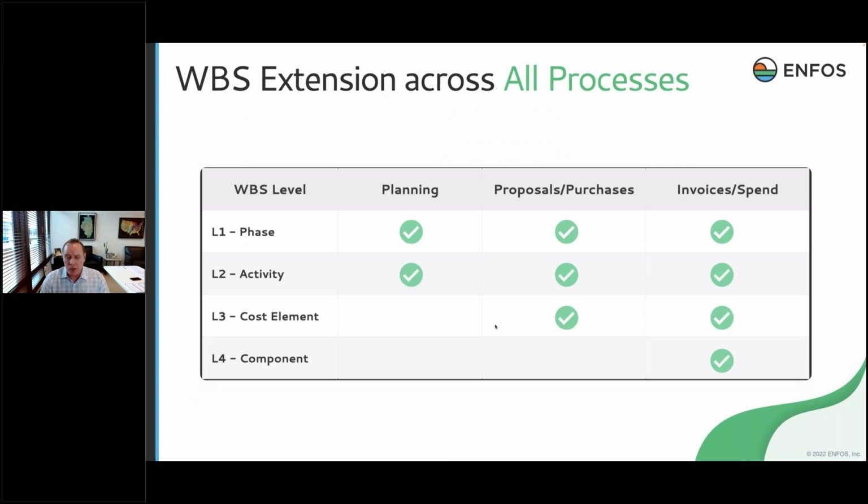That work breakdown structure, as I've been alluding to, has to be extended across all of your multiple financial processes. These are the three main processes: planning, proposals and purchases, I call that work commitment, and then the invoices and the spend. Generally, what we see is that in planning, because I'm now planning, this is my life cycle forecasting, right? This is my planning.